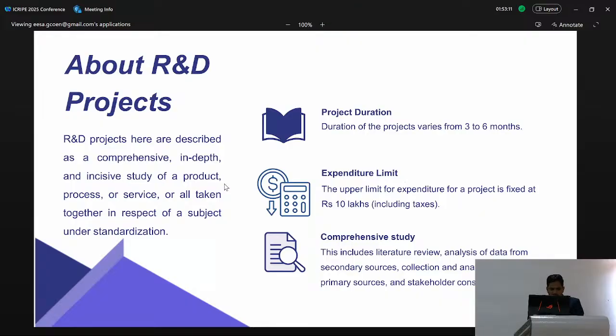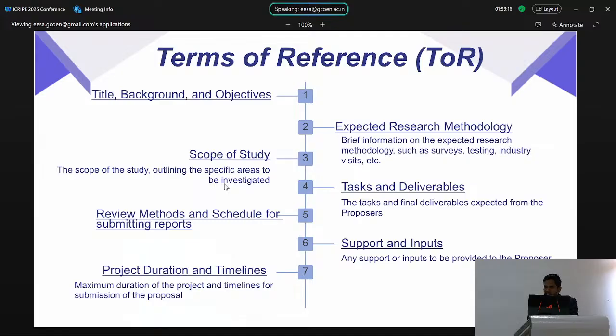Next, when someone from a college having an MOU is interested in carrying out research with BIS, they have to submit terms of reference, TOR, to BIS. That will have a title, background, and objective. What is the main objective of that terms of reference? Then expected research methodology. What is the scope of study? Then tasks and deliverables. These deliverables are the main parameter on which that TOR is accepted or not. Then review method and schedule for submitting reports. Support and inputs: what support do you require from BIS? And project duration and timeline.